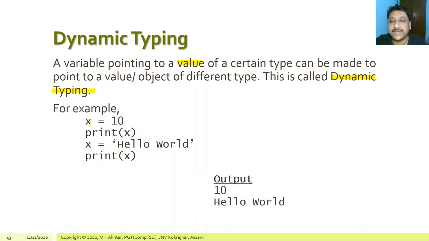For example, x equals 10, print x. This first time we have taken the value of x as 10, and next we have given a print statement, and another time we have assigned the same variable x as a string. This time numeric, next time a string, and the print x statement is given. What will happen? It will take both types of data, one time numeric, and then it will change to a string. This is legal, and it will display 10 and hello world.